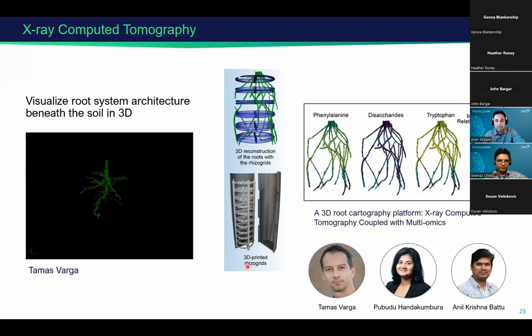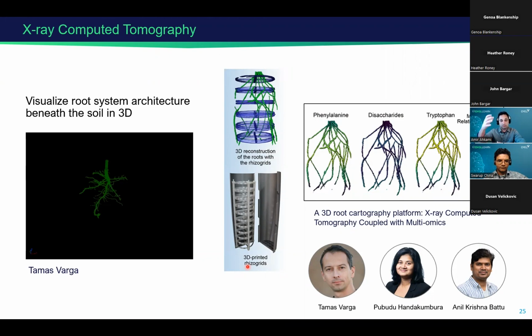the rhizosphere. So for example, we integrate 3D root image cartography derived by X-ray computed tomography with metabolomics data to determine the spatial accumulation of metabolites in specific regions of root microbial hotspots. So more specifically, we use this device, or 3D printed so-called rhizogrids, as you see in this picture.